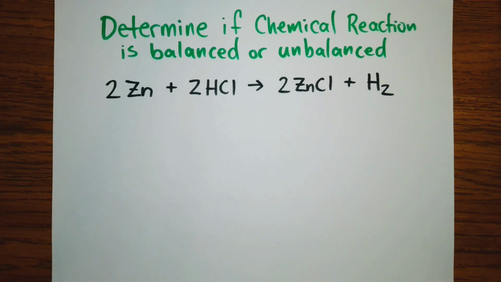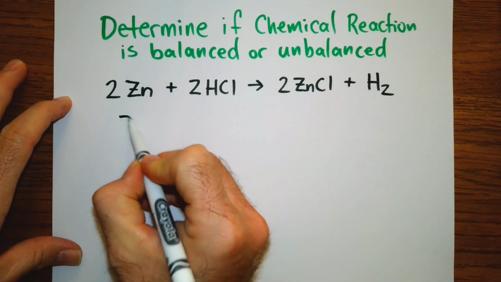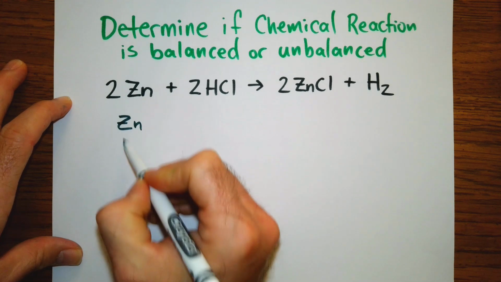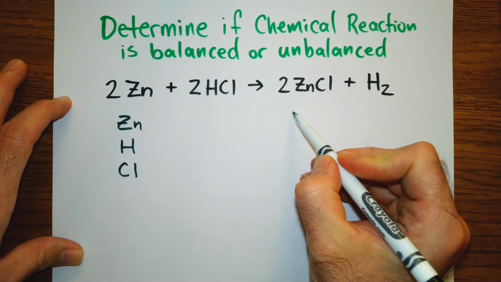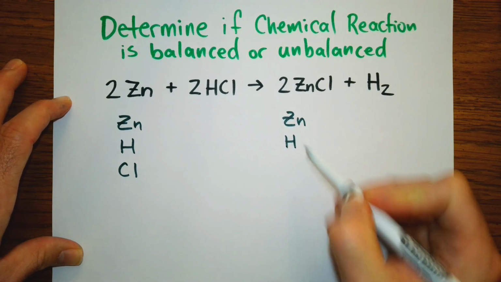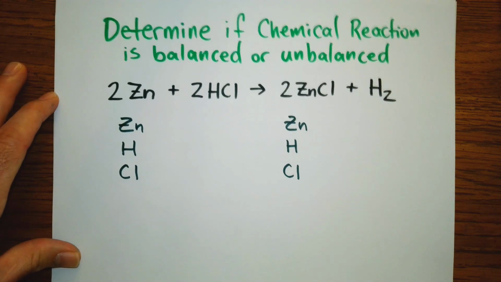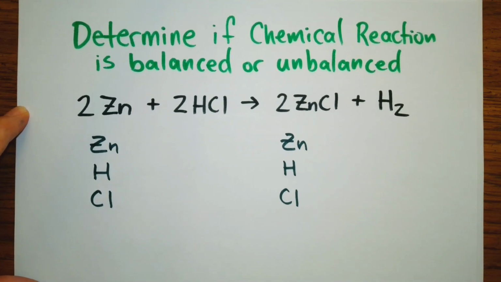Now let's determine if a chemical reaction is balanced or unbalanced. And we'll know if a reaction is balanced if on both sides of the equation there's the same number of each atom, okay? Because we can't just destroy or lose any atoms. What I like to do is put on both sides the atoms that are involved. And over here we've got zinc, hydrogen, and chlorine. So I'll draw a line right here just to keep them separated.